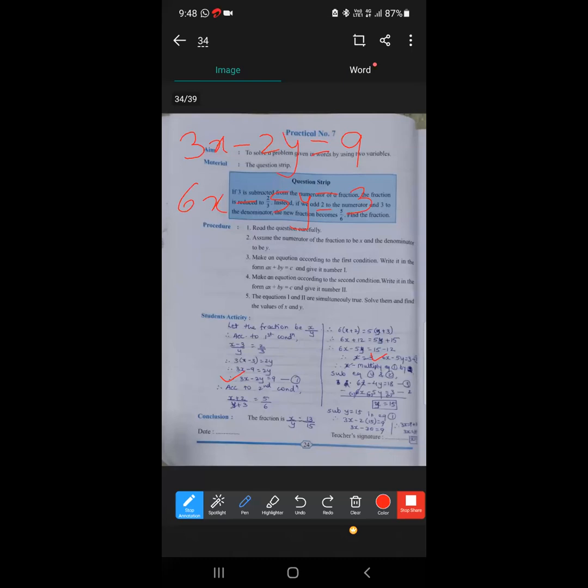In such a case, if the coefficients are not the same, this is the first and a very important step: you need to make the coefficient of a variable the same. Now, 3x and 6x. So if I multiply this equation by 2, this term will become 6x, minus 2 into 2 is 4y, equal to 2 into 9, which is 18.